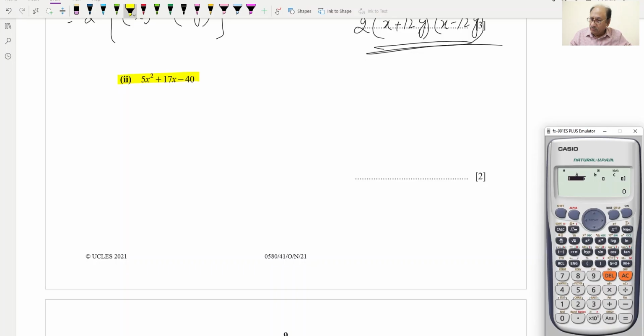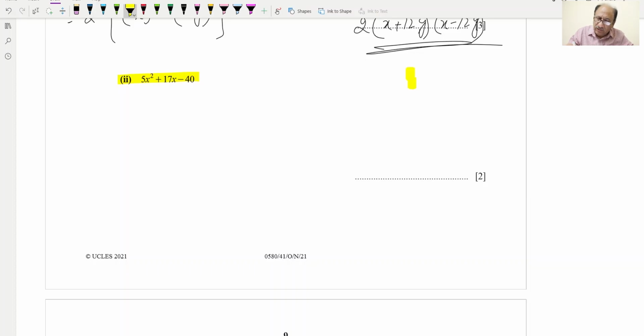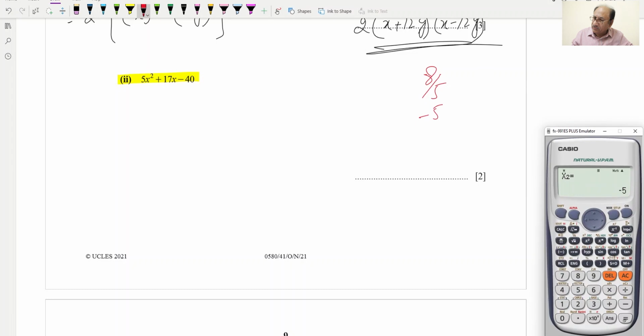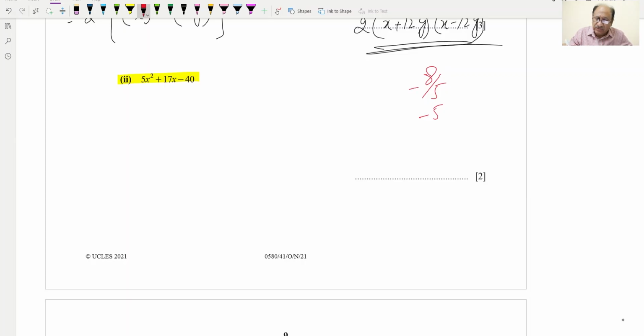So it will be coefficient of x square is 5, coefficient of x is 17, and constant value is minus 40, and these will be your factors, 8 by 5 and minus 5. So these are the factors. You can check 8 by 5 and minus 5. And now what we'll be doing, we will be changing sign and utilizing this.